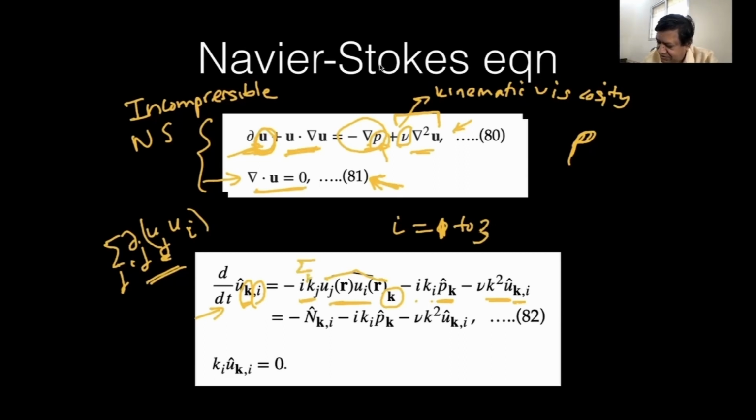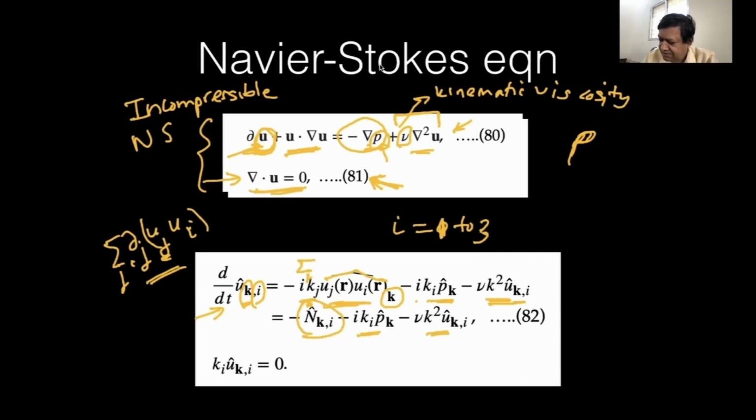Please remember that this sum over j is called Einstein notation. If any index is repeating, that means we need to sum over it. Now this is the nonlinear term, viscous term, and pressure term. So we write the nonlinear term as N hat k, comma i, for various components. Pressure is minus i ki p hat k, and the viscous term I'm just rewriting.